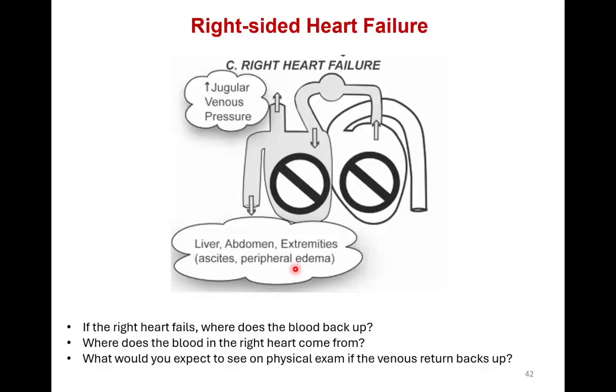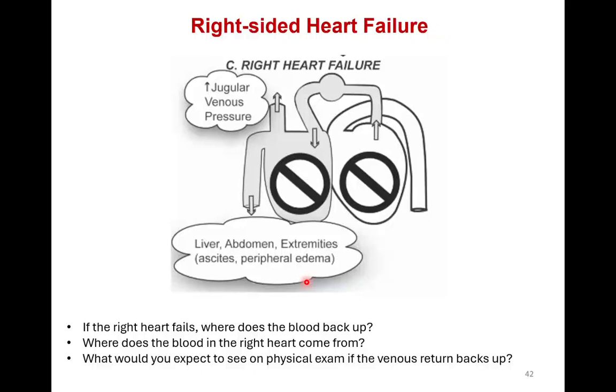On the other side of this, we are going to see backup in areas of systemic circulation. And that backup can reach the liver, it can reach the abdomen. In the abdomen, you can see things like ascites. Ascites is just fluid backing up in your abdominal cavity. And in the rest of the body, in the extremities, you can start to see edema as the blood starts to pool and back up within your peripheral circulation. In this case, you've got what is known as peripheral congestion. You had pulmonary congestion with the left side. You've got peripheral congestion with the right side.